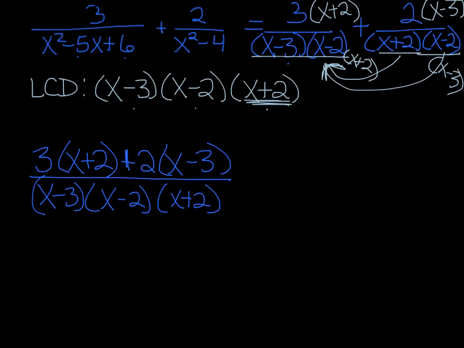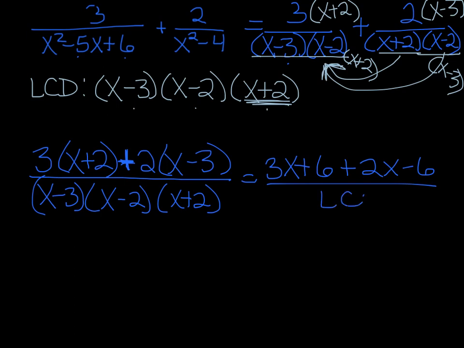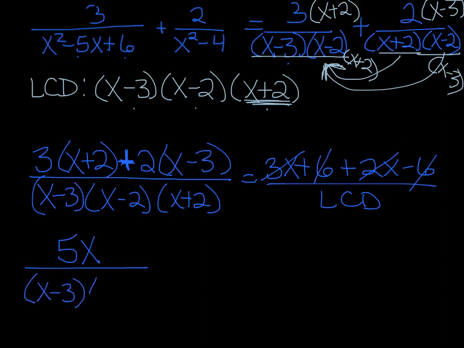But the top, because I've got this plus in the middle of it, I do want to make that 3x plus 6 plus 2x minus 6 over my lowest common denominator. I'm going to cheat a little bit. All right, so 3x and 2x makes 5x. And 6 minus 6 is nothing, so it's 5x all over. And I'm going to write it because this is my final answer. X minus 3, x minus 2, and x plus 2.